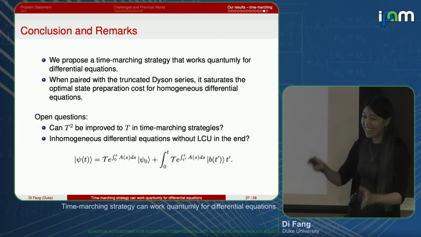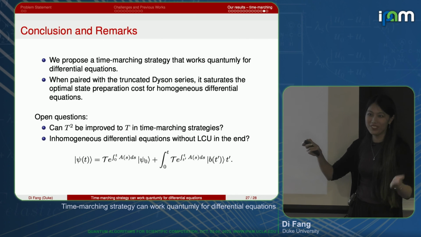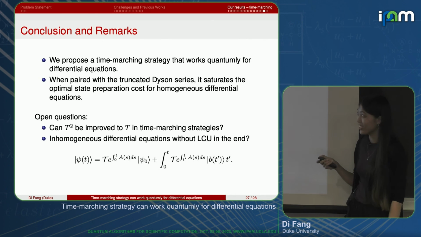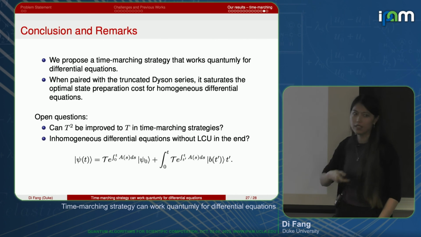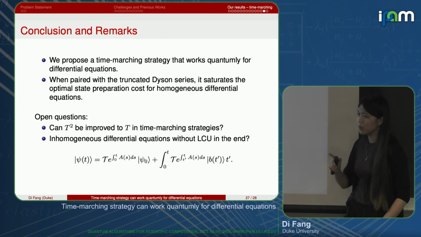And yeah, as a practitioner, maybe you have a real problem. You are welcome to use our pot to cook it. And then the open question would be, can you improve T squared to T? In the time matching strategy, we don't have a good way to address that. If you have any idea, please come to me.